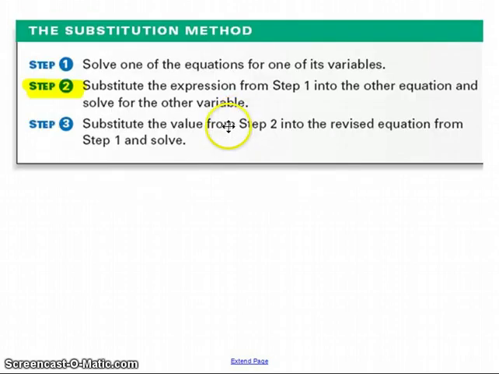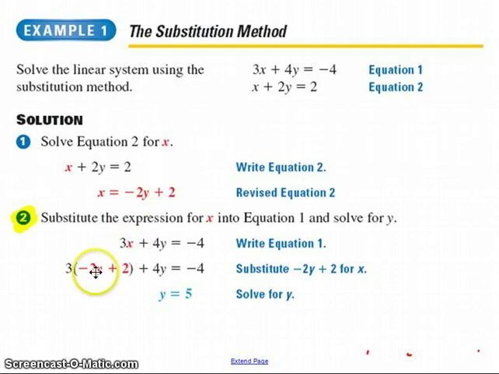So, as it says here, instead of x, we've got now 3 times, well, what we got up here, negative 2y plus 2, comes down here, plus 4y equals negative 4. Now notice all that we have are y's. We simplify this down, and you'll ultimately find that y is going to become 5.